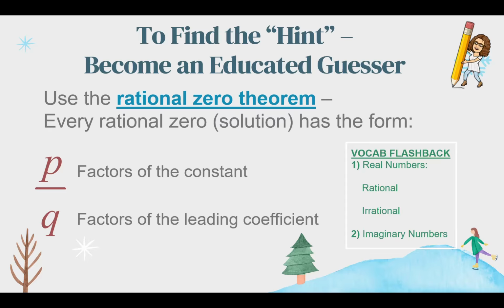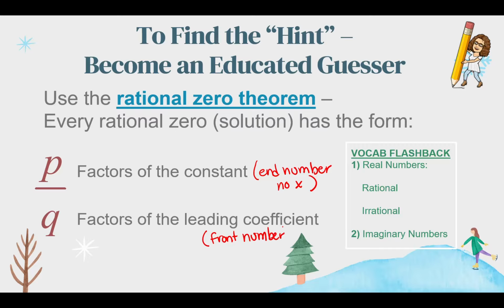To find a hint, you're going to become a very educated guesser. You're going to want to find what zero can go into the function that you have in front of you. So to do that, we're going to use the rational zero theorem. Every rational zero has the form of the following: P divided by Q. P is the factors of the constant, and we're going to make a little note. That's the end number, the guy with no x. And then Q is the factors of the leading coefficient. This is the front number.